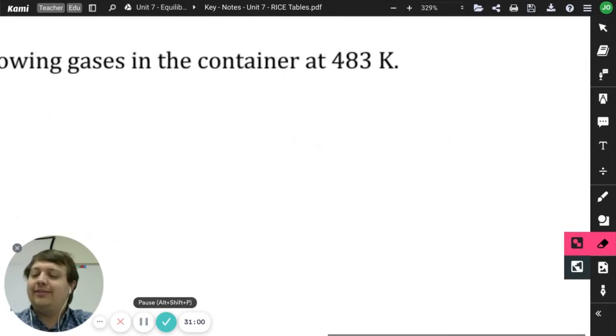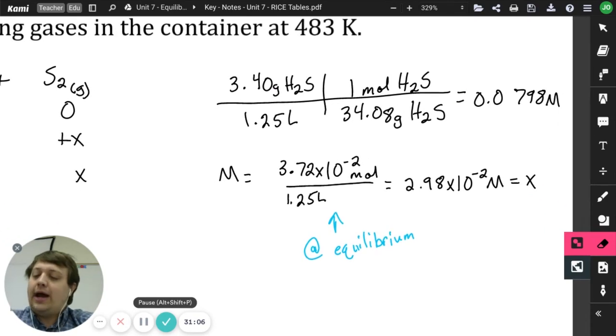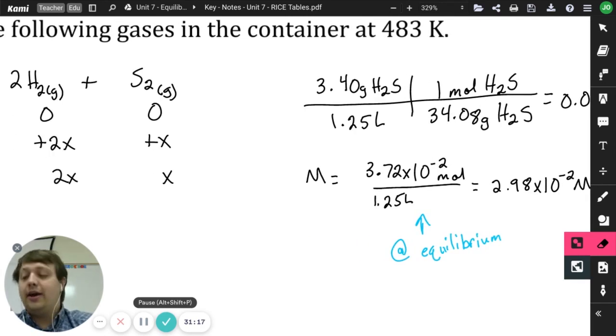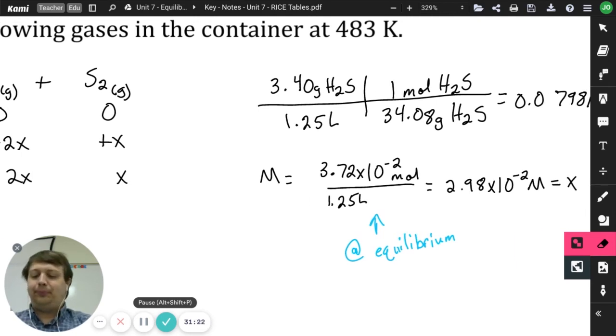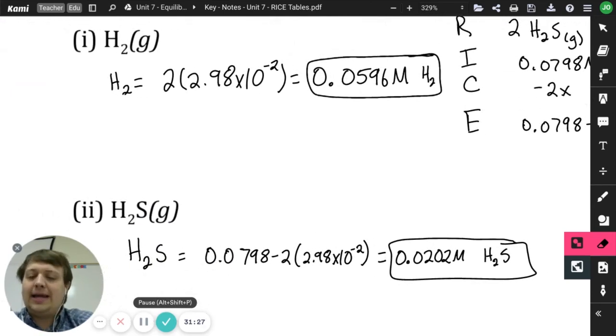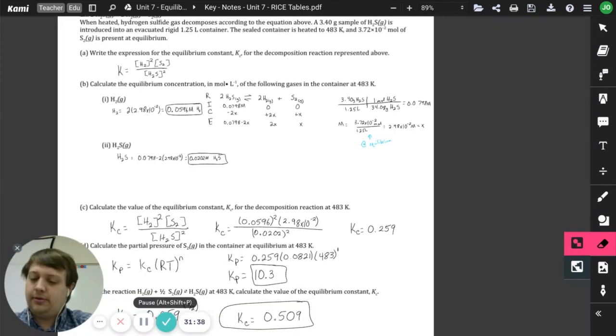And since that's at equilibrium, I know that's going to get me to that value of x at the end. So I can take that number of moles and divide it by my volume, and that will give me my molarity. That would solve for S2, which was an x value, right? And so then I can find that my x value equals that number. Now, once I've got that x value, I can plug it back in. And what I found was that H2 equaled 0.0596, and that H2S equaled 0.0202. Right, so that was part B.